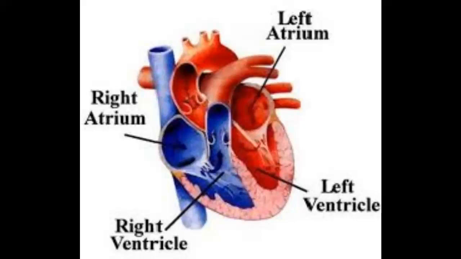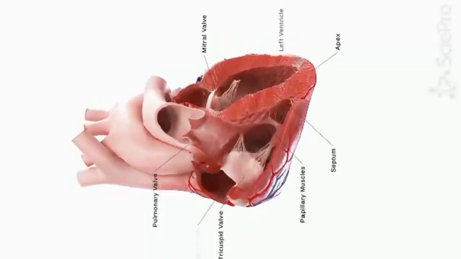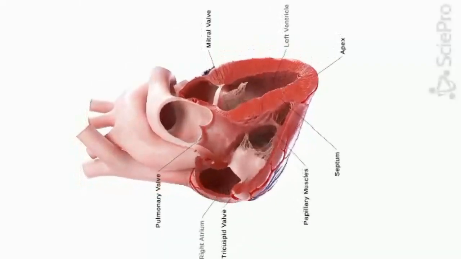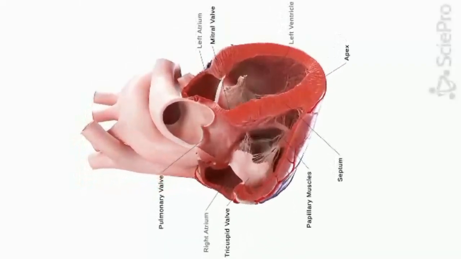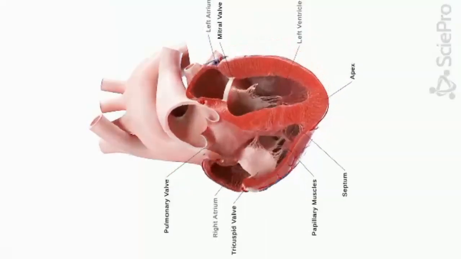Heart valves prevent backflow of blood. The tricuspid valve: right atrium to right ventricle. The pulmonary valve: right ventricle to pulmonary artery. The mitral, or bicuspid, valve: left atrium to left ventricle. The aortic valve: left ventricle to aorta. Include labeled diagrams and animations of valves opening and closing in sync with heartbeat.